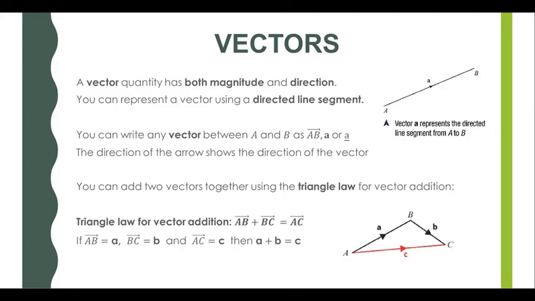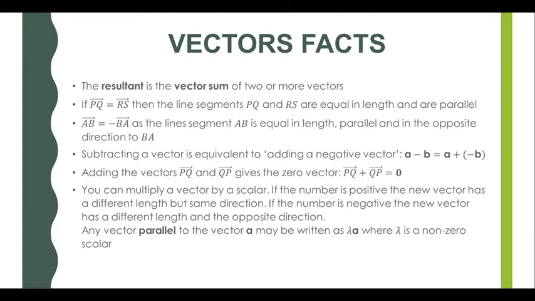We can also write this as A plus B equals C, where vector AB is bold A, BC is bold B, and AC is bold C. The resultant vector is the vector sum of two or more vectors. If PQ is equal to RS, then the line segments PQ and RS are equal in length and are parallel.